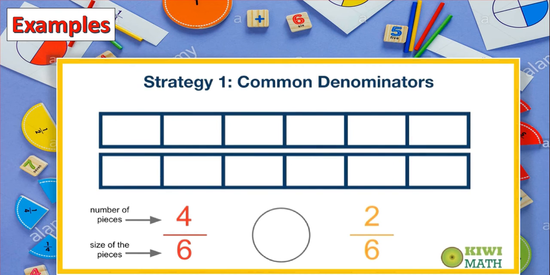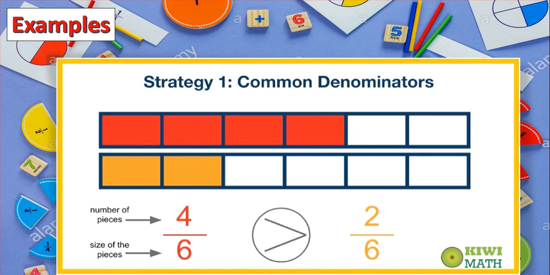Let us take a look at the numerator. What does the numerator tell us? It tells us the number of pieces that we're looking at. So in the case of 4/6, we're looking at 4 pieces out of 6. In the case of 2/6, we're looking at 2 pieces out of 6. And therefore, you can visually see that 4/6 is greater. Always remember, the larger the numerator is, the greater the fraction when comparing the same denominator.